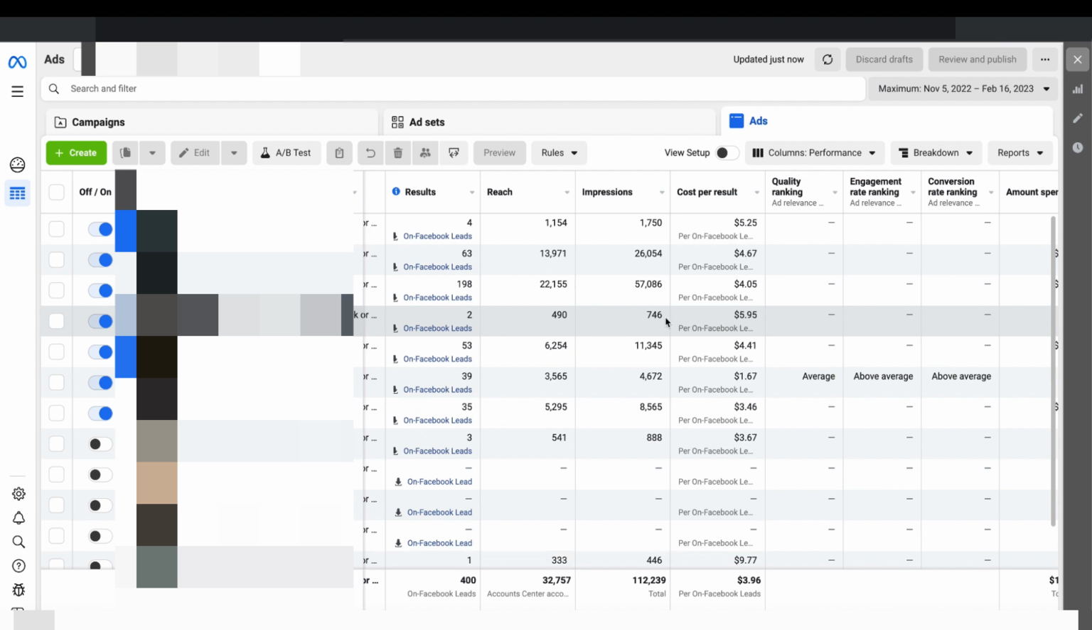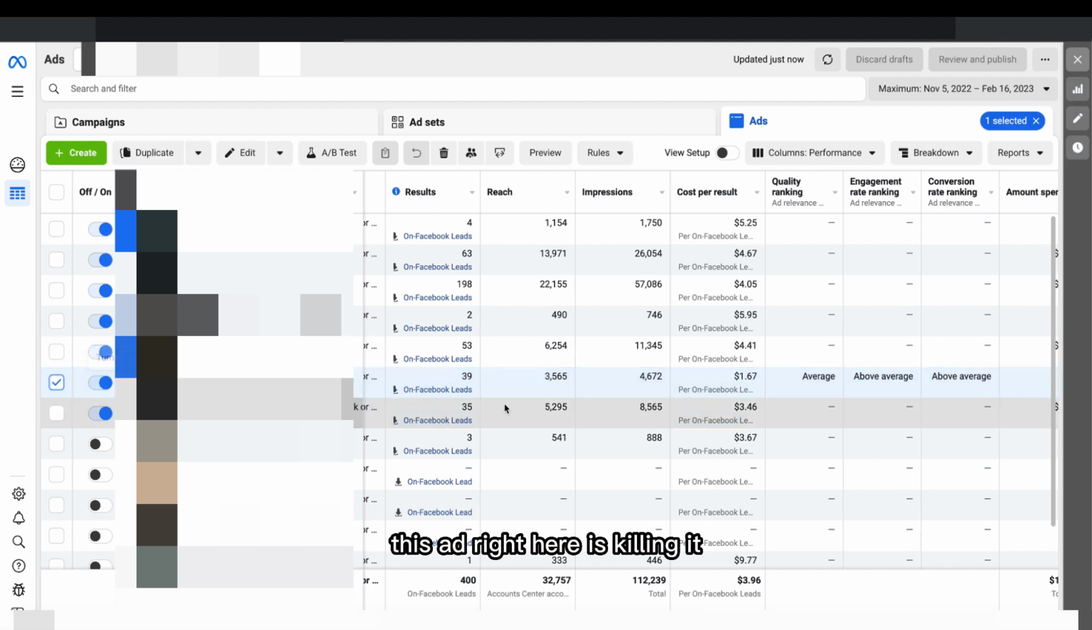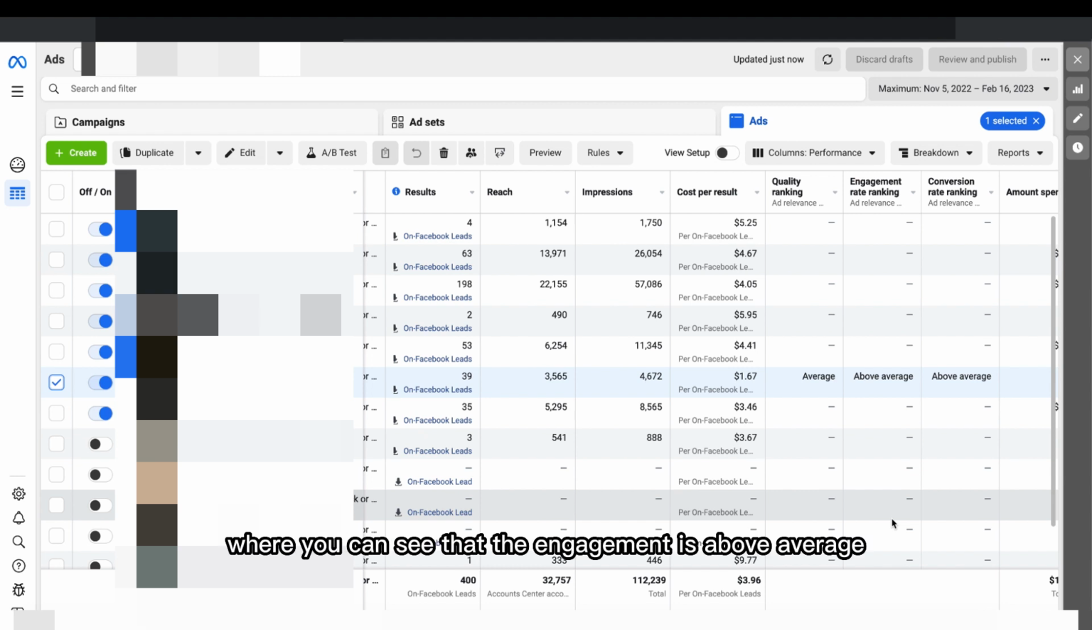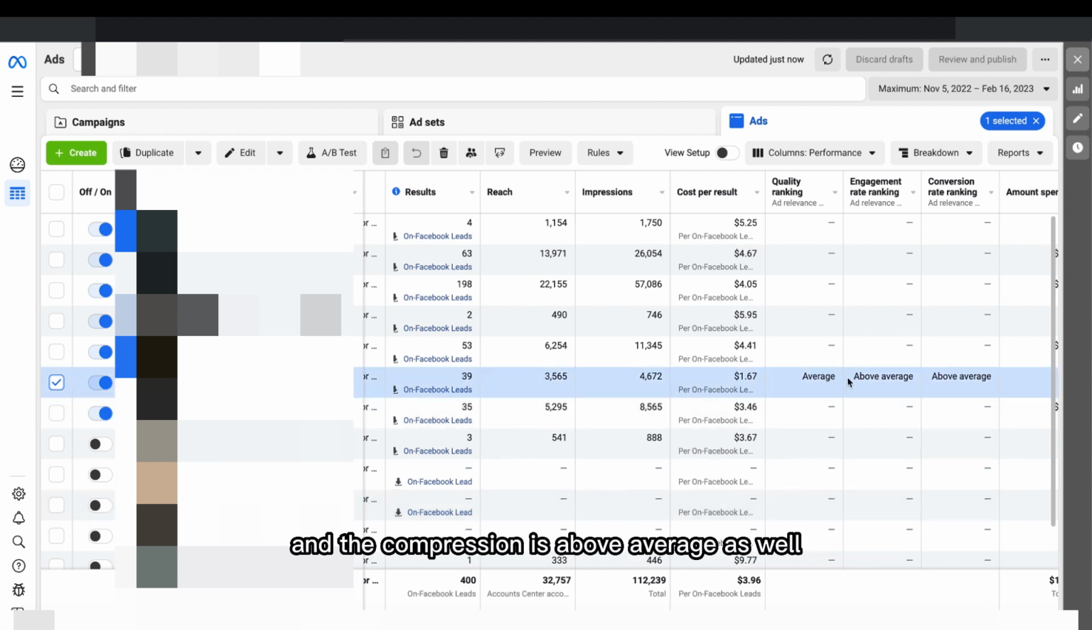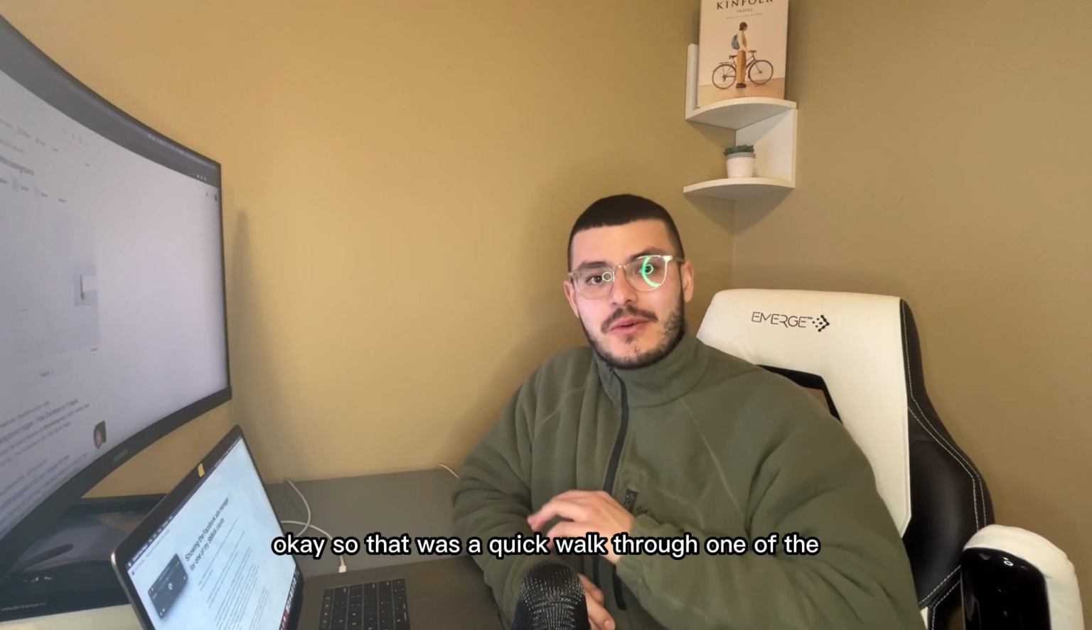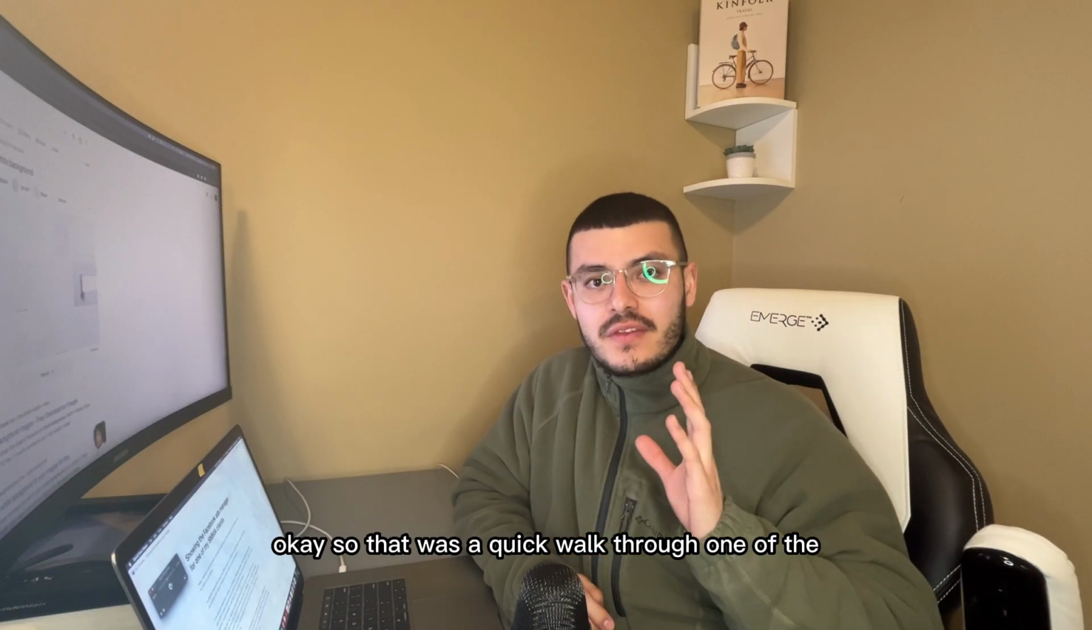And this ad right here is killing it. It's getting a cost per result of $1.67, where you can see that the engagement is above average and the conversion is above average as well compared to other ads. Okay, so that was a quick walkthrough of one of the ad accounts for one of my clients.